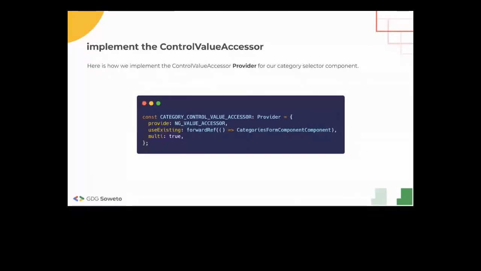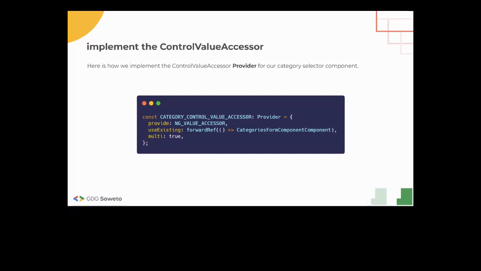We can initialize this with a constant variable and the name you want, which should be familiar to you. In my case it's category control value accessor. I have used the name with underscores, and it's actually a provider type. Inside that we have provide NG_VALUE_ACCESSOR, which identifies this as an existing form control, and we are overriding the behavior of that. So for that we have included it.